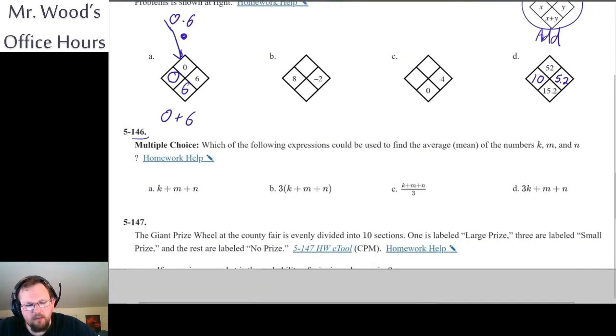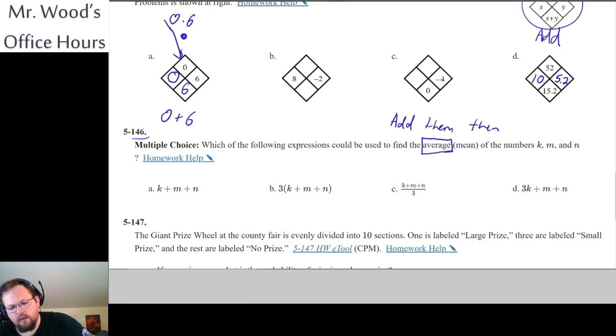5-146 was the next one that somebody had a question on. It was a multiple choice. If you think of how you find the average of something, I know you guys have done this in your science class. I know you've done it a little bit in mine. You haven't been doing too much of these. But the shortcut to find an average of something is to add them all together, right? Add them all.